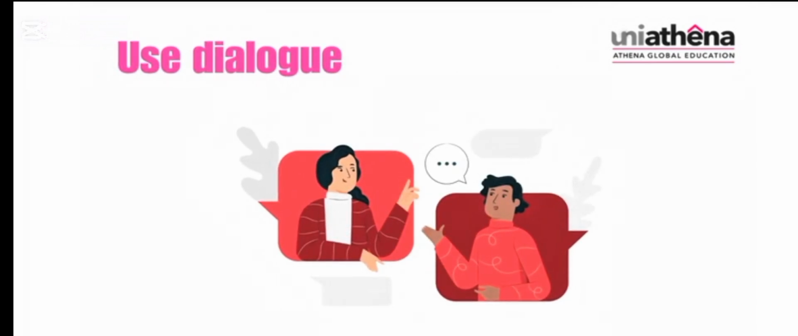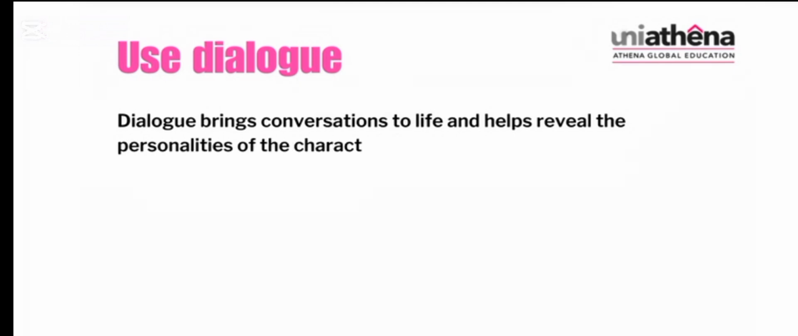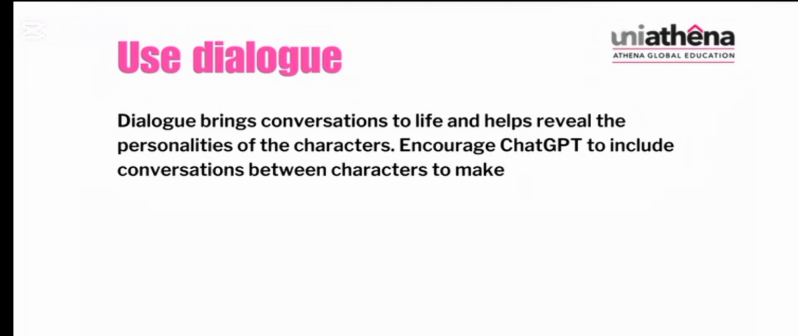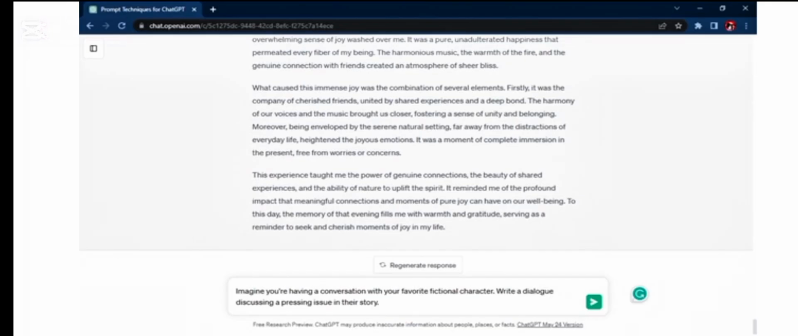Technique 5. Use dialogue. Dialogue brings conversations to life and helps reveal the personalities of the characters. Encourage ChatGPT to include conversations between characters to make the story more engaging. Imagine you're having a conversation with your favorite fictional character. Write a dialogue discussing a pressing issue in their story.